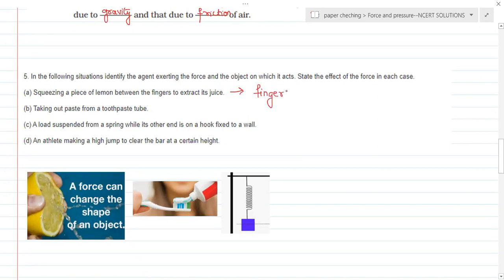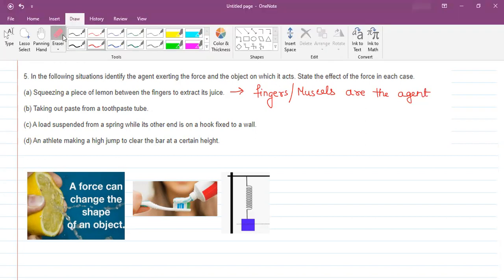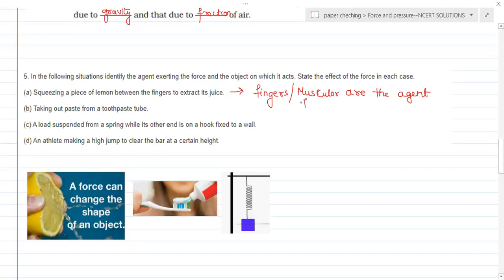Fingers, muscles. Okay, because that's a muscular force, right? Muscles are the agent. You can write muscular force being an agent here. That way you can even specify the force that is being applied here. Muscular force is the agent, right? And then lemon is the object. What is the effect? Lemon juice is extracted.